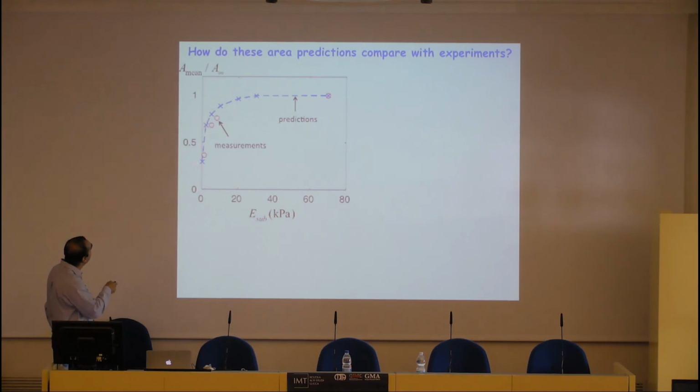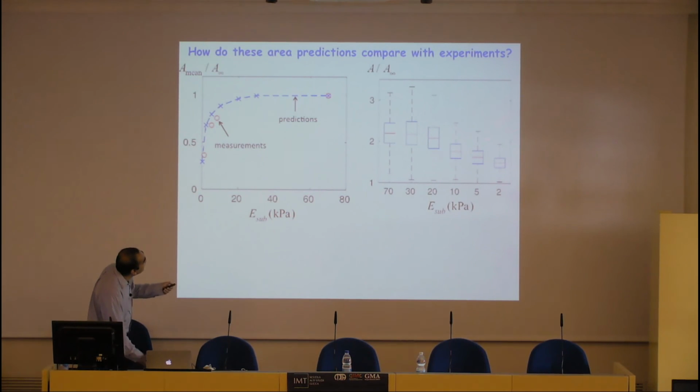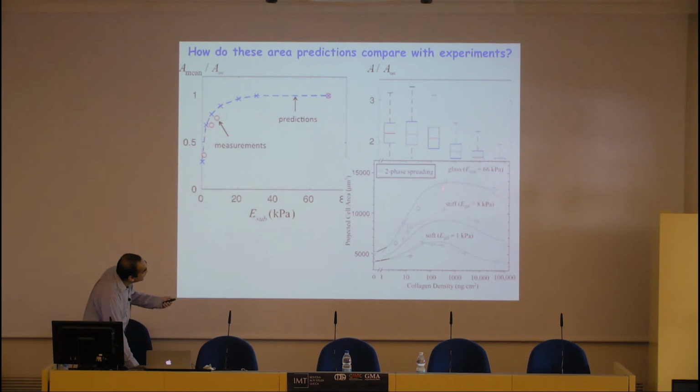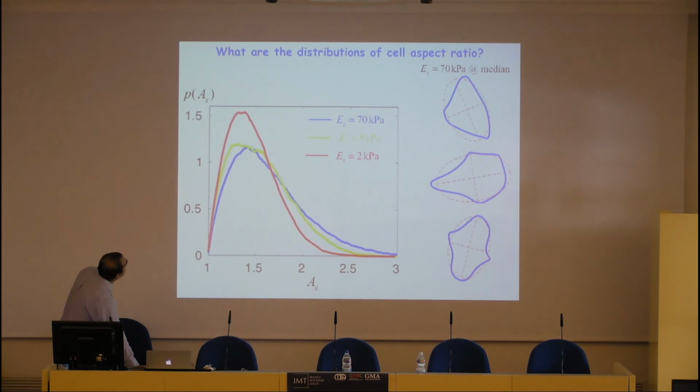So if you compare experiments and predictions, they are pretty much in line with each other. It's also showing you how the variations are decreasing with decreasing substrate stiffness, as observed in these experiments, where you saw those big variations were decreasing with decreasing substrate stiffness. We get the same thing with aspect ratio.